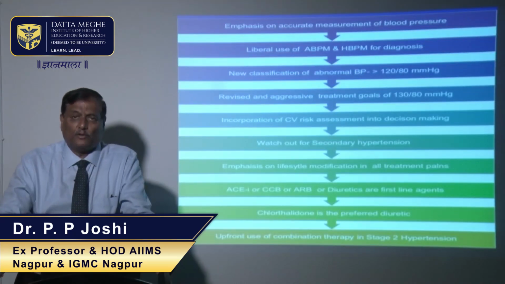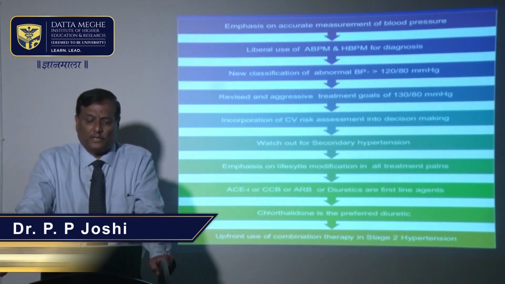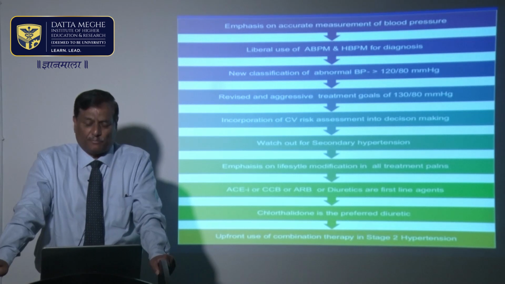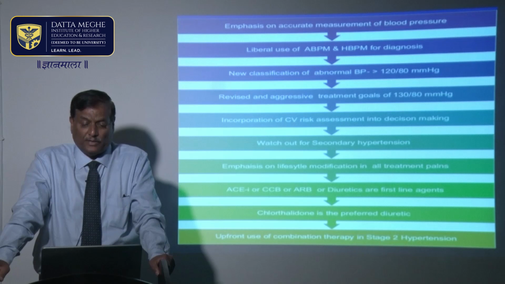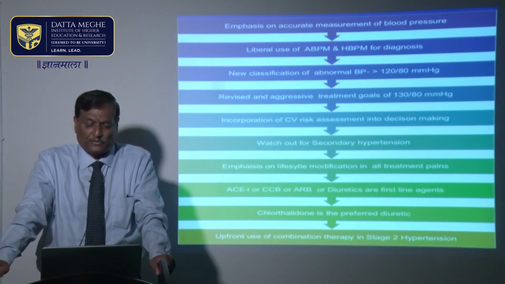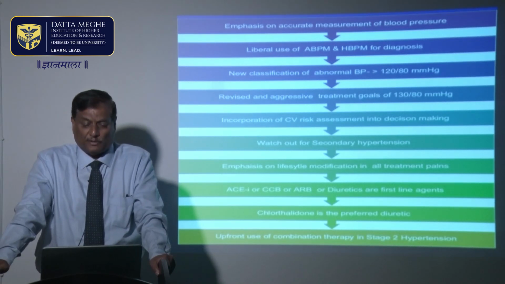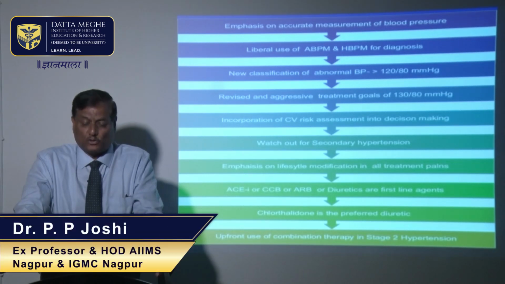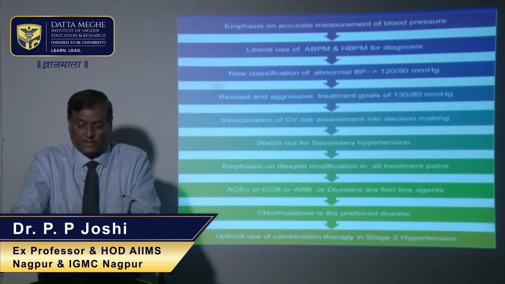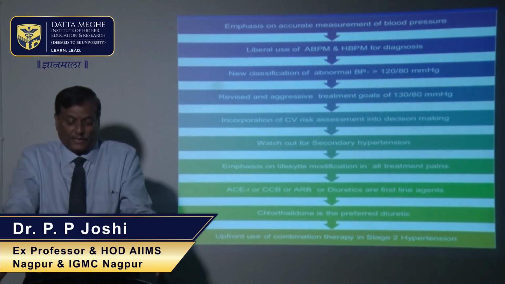So emphasis on accurate measurement of blood pressure is important. Measurement of blood pressure should be done by a standardized method. We have to use liberal use of what is known as ambulatory blood pressure monitoring or home blood pressure monitoring, and revise and aggressive treatment goals of blood pressure being less than 130/80 should be the target blood pressure.